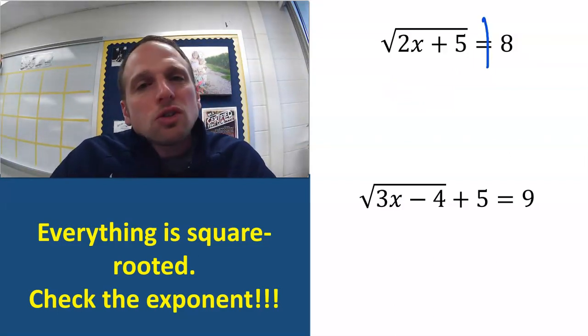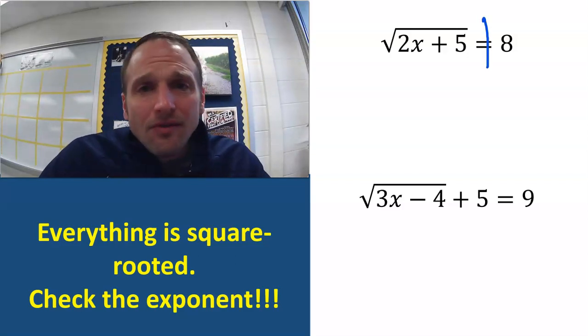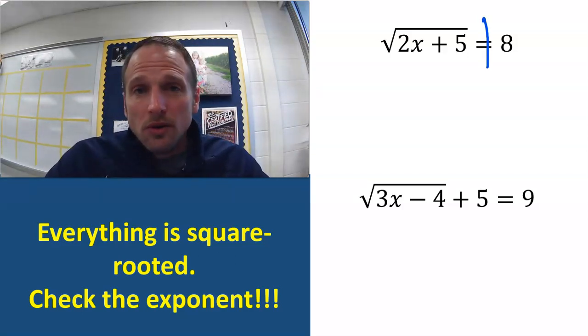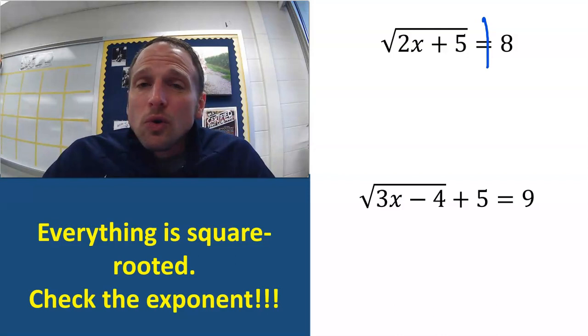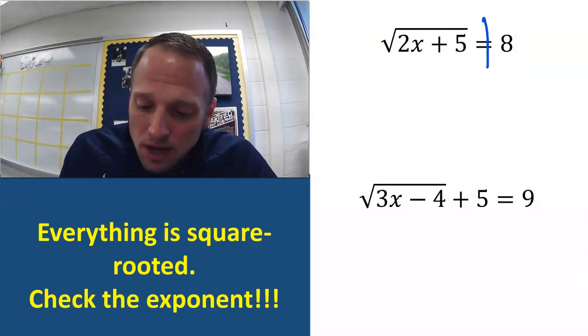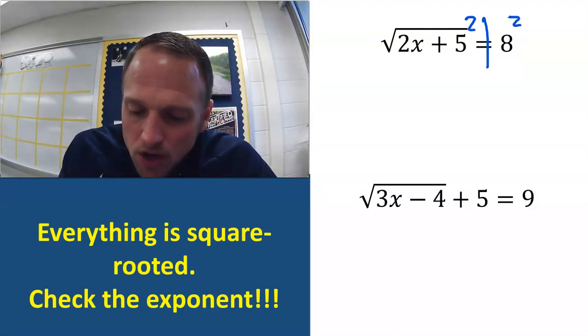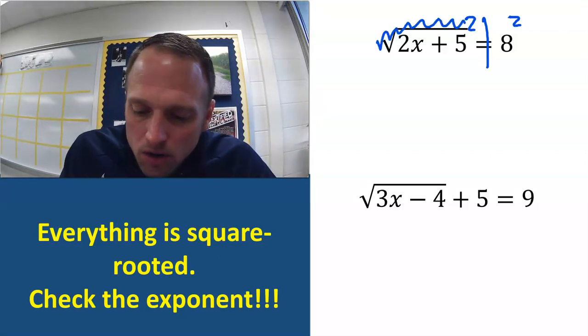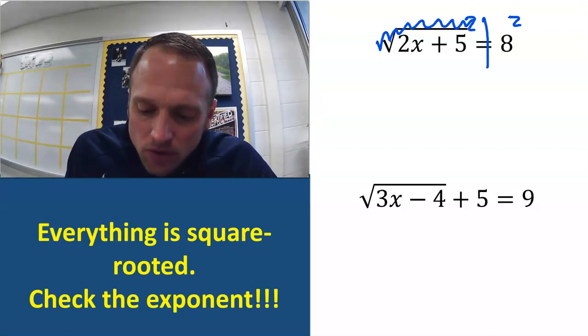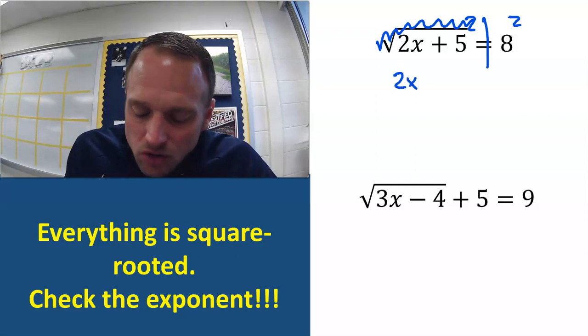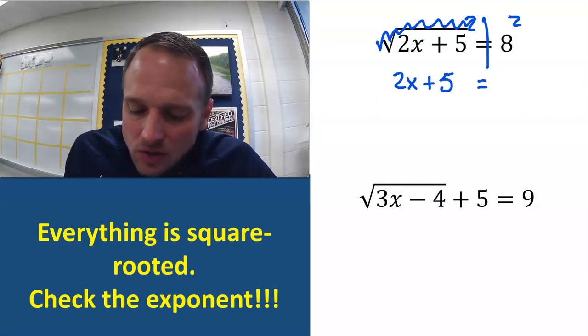Okay, well, let's go ahead and solve this. Everything on the left side is being square rooted, right? And I want to get rid of that square root. So what's the opposite of square root? Well, the opposite of square root is square. So we're going to square both sides. So the square and square root cancel. I've just got 2x plus 5 equals 8 squared, which is going to be 64.